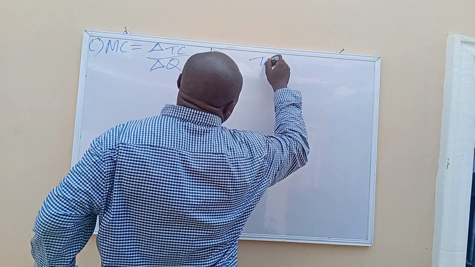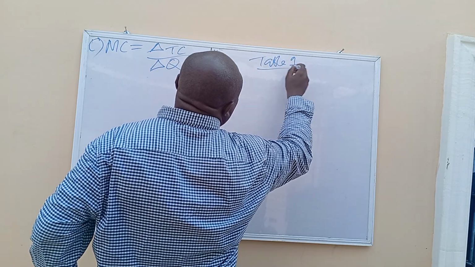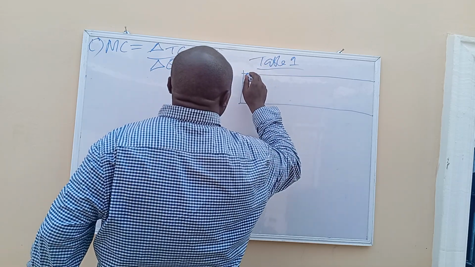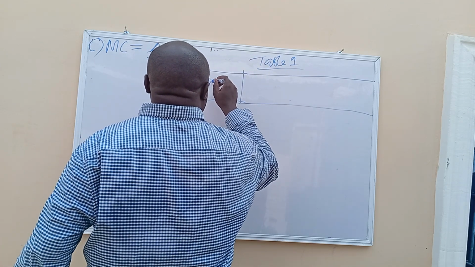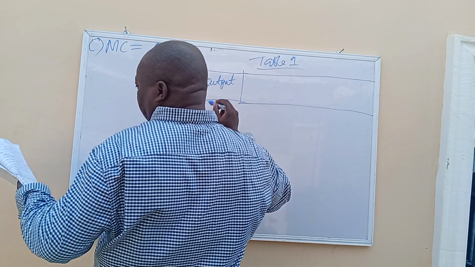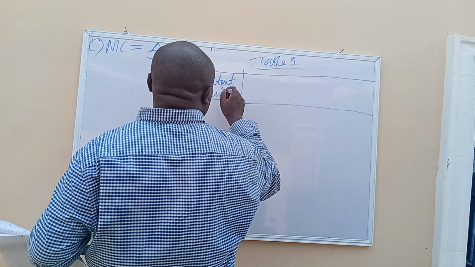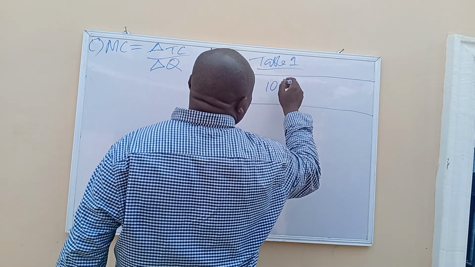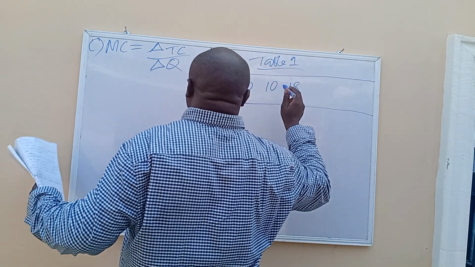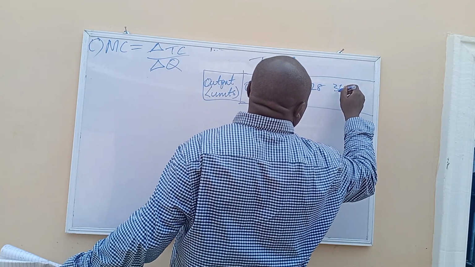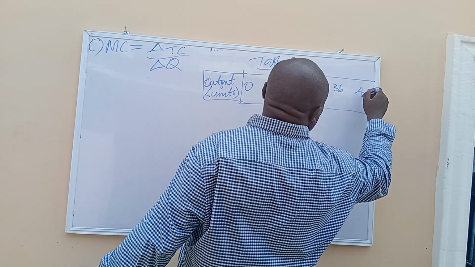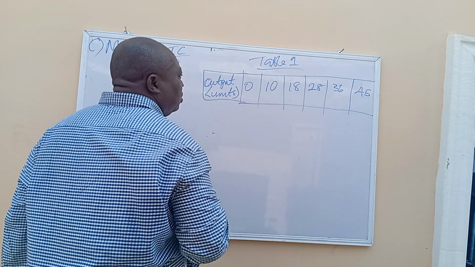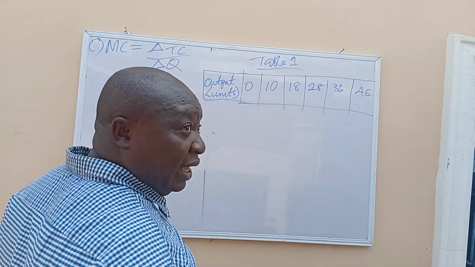Now, if you look at the question from the beginning, I told you to write it. We have a table, we're given a table. Table 1. Okay? This is the table. Output in units. So we have 0, 10, 18, 28, 36, and the last one is 45. So these are the units.